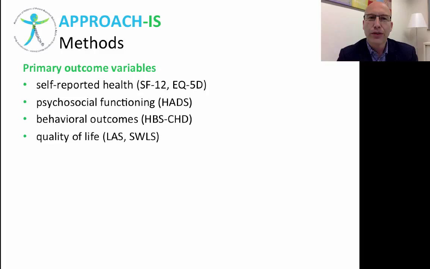The primary outcomes in this project were self-reported health by using the SF12 and the EQ5D, psychosocial functioning by measuring anxiety and depression using the HADS, behavioral outcomes using the Health Behavior Scale Congenital Heart Disease, and quality of life by using a linear analog scale and a satisfaction with life scale.